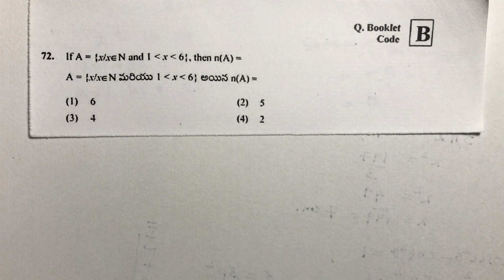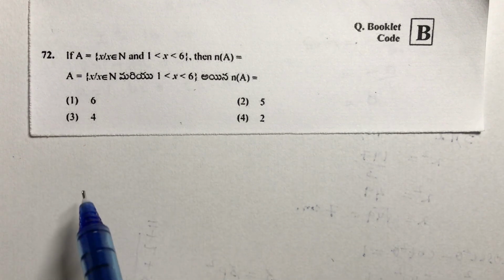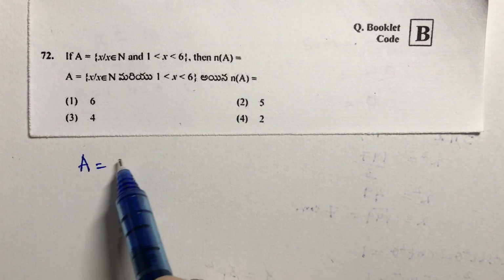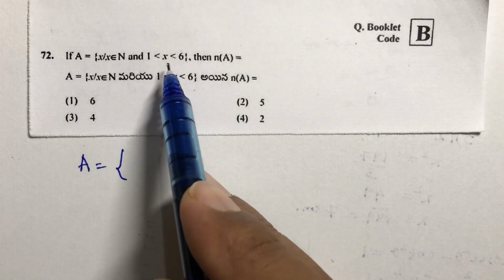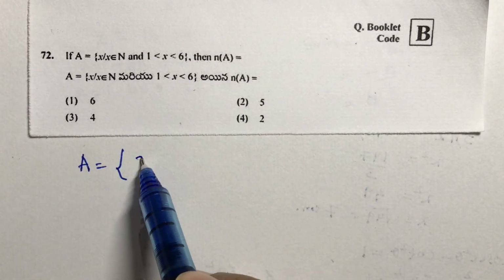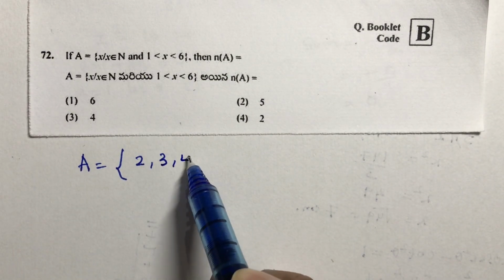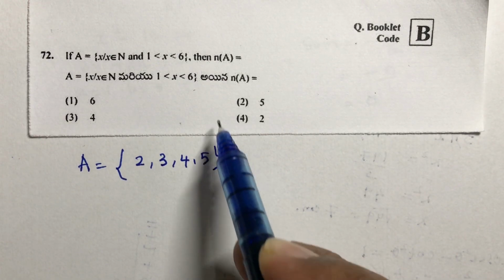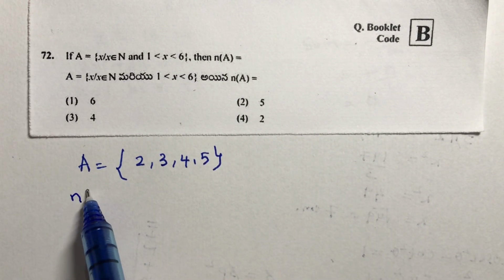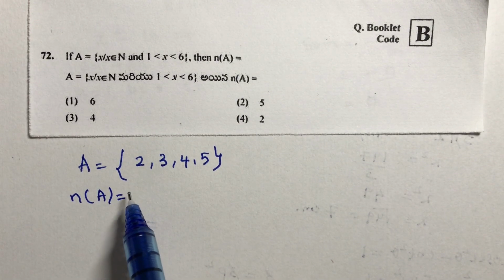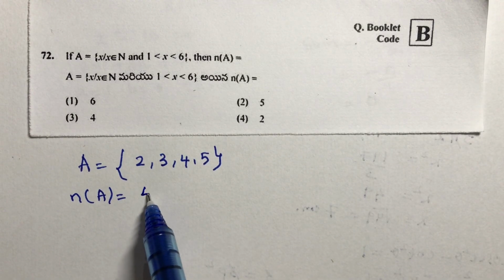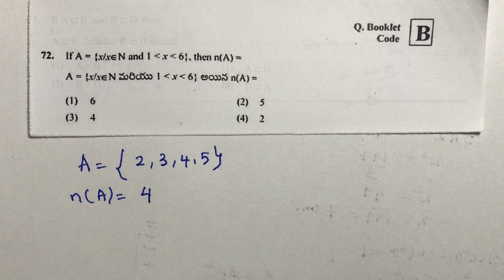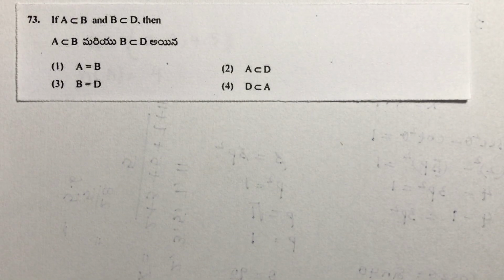If A equals x such that x belongs to natural numbers and x is less than 6 and greater than or equal to 1, then the elements in set A are 2, 3, 4, 5. N of A, the cardinal number, the number of elements in A, is 1, 2, 3, 4. 4 elements.